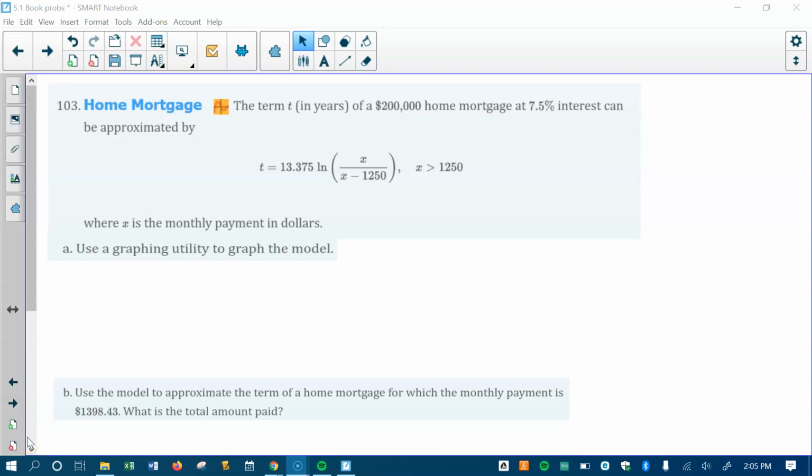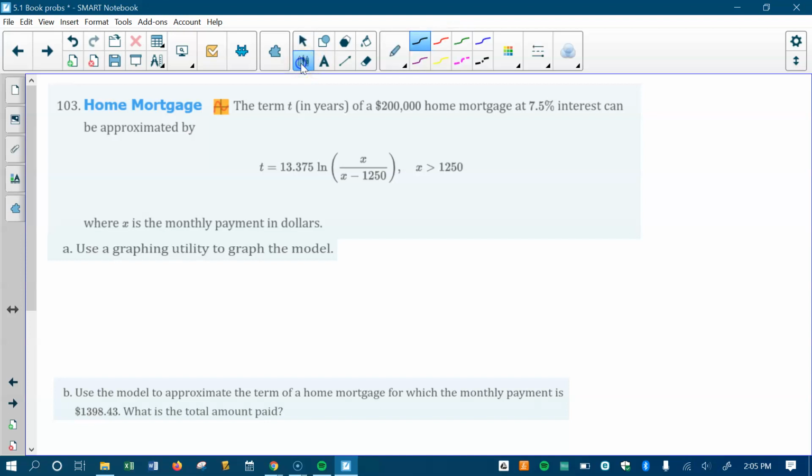All right, let's take care of this last problem. It says the term in years of a $200,000 home mortgage at 7.5% interest can be approximated by what? $200,000 home mortgage, that's not that expensive comparatively, but let's do it anyway. 7.5% interest is kind of a bad interest rate, but let's see what happens here.